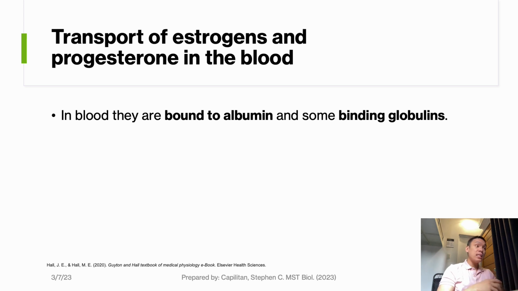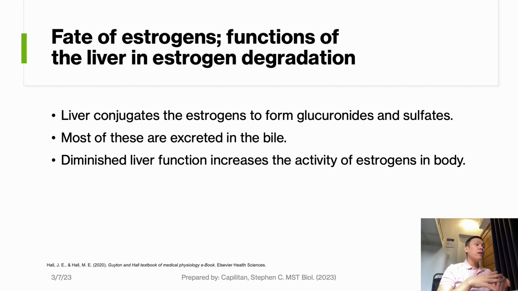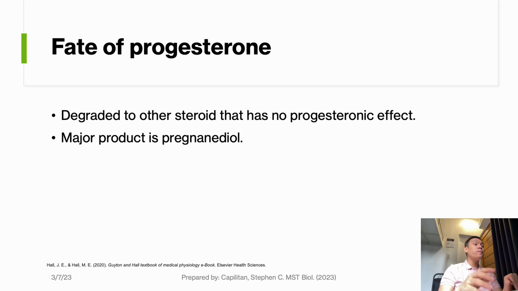In their transport in blood, they are bound to albumin and some binding globulins. As for their fate, in the liver, in estrogen degradation, the liver conjugates the estrogens to form glucuronides and sulfates. Most of them are secreted in the bile, and diminished liver function increases the activity of the estrogens in the body. Progesterone will be degraded to other steroids that have no progestational effect. The major product is pregnanediol.